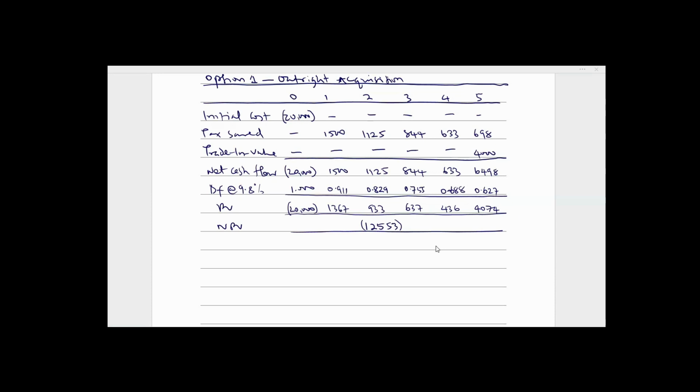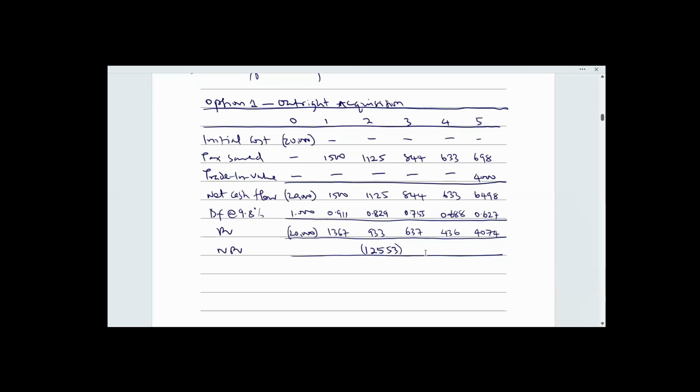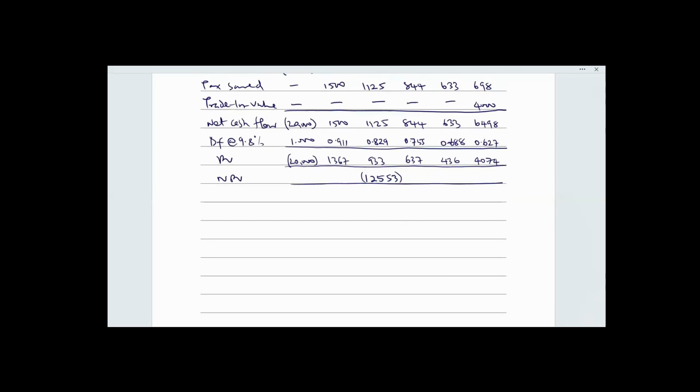Now that's for outright acquisition. So let's go for lease. The second option states that we lease the machine under an agreement which will entail payment of 4,800 at the end of each year for the next 5 years. So the annual lease rental is 4,800.